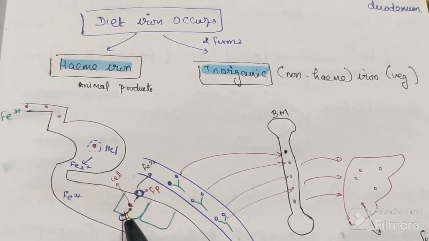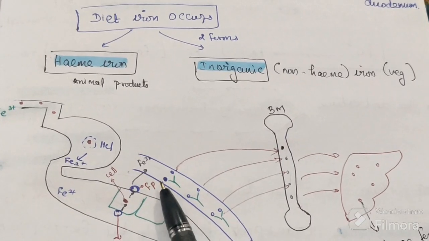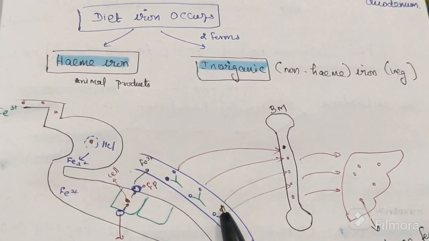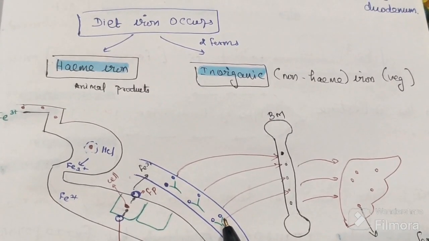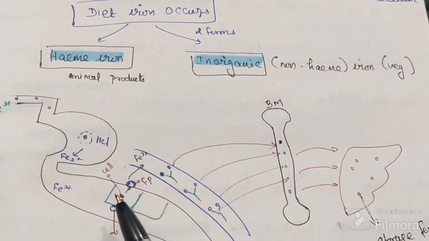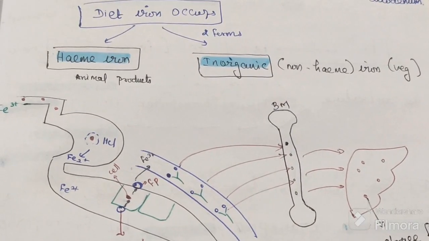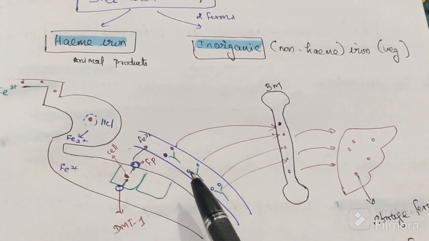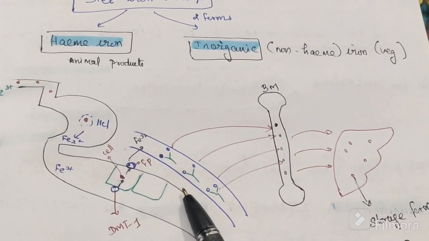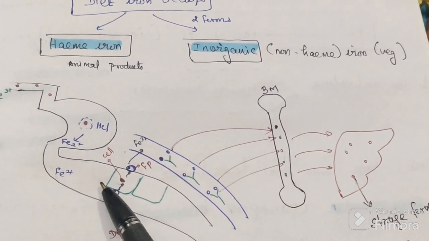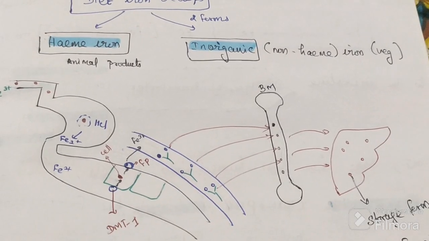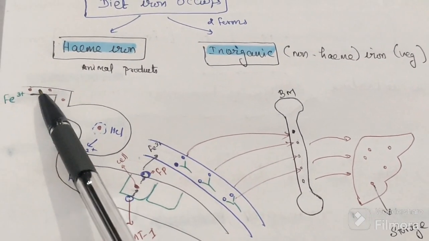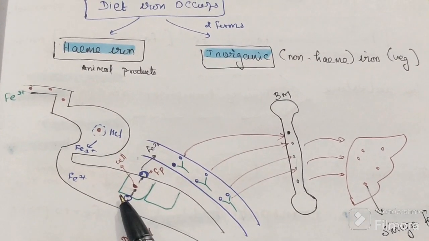Just behind it we have blood vessels, the blood vessels in the submucosa. We want the iron to be absorbed so that it can reach these blood vessels. So the iron will come to the intestine and from there reach the blood vessels.